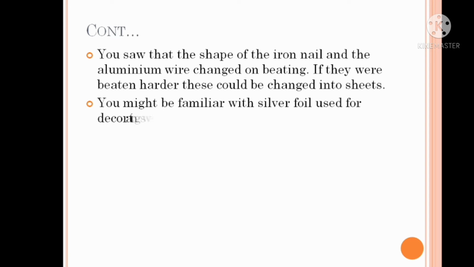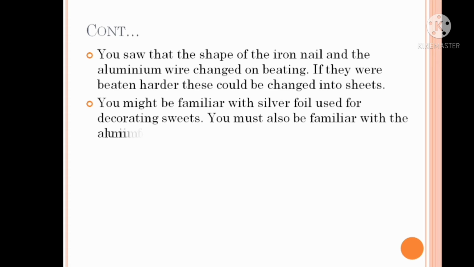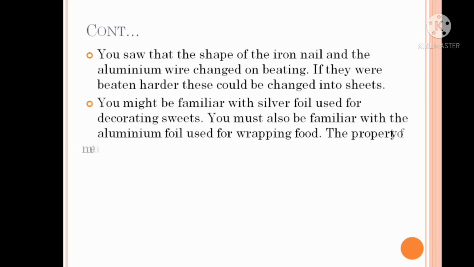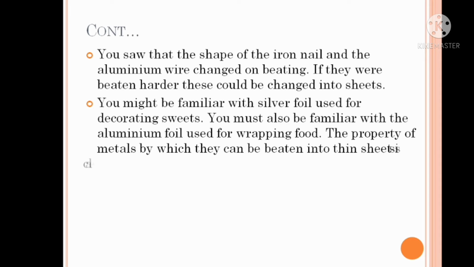You might be familiar with the silver foil used for decorating sweets, and the aluminum foil used for wrapping food. The property of metals by which they can be beaten into thin sheets is called malleability. So here we have to understand what malleability is. That means after beating a specific material, it can be converted into a sheet, and that is called malleability.